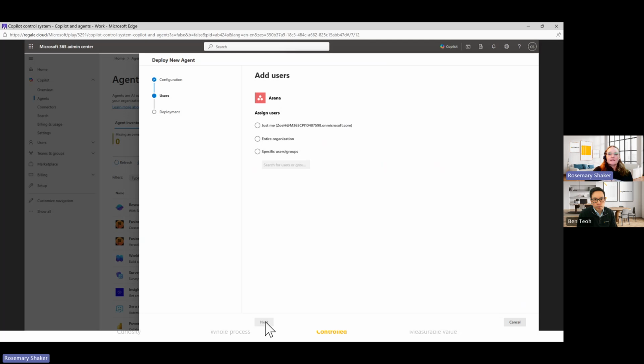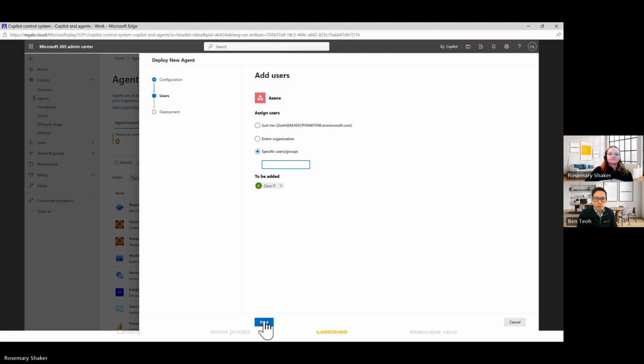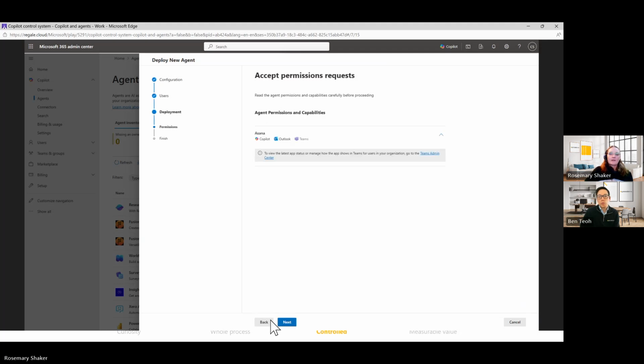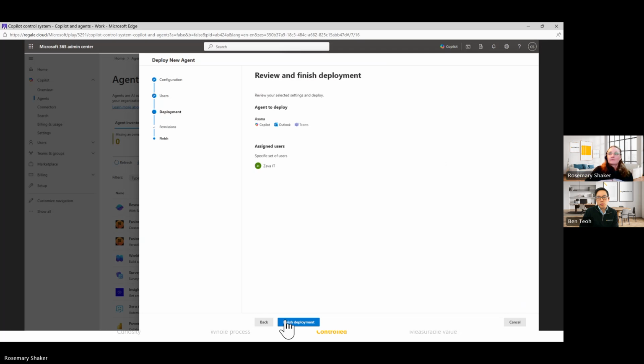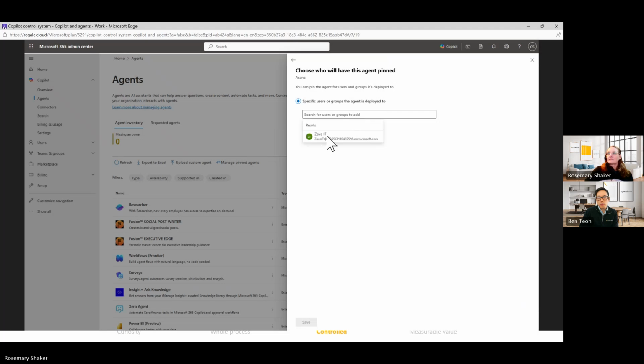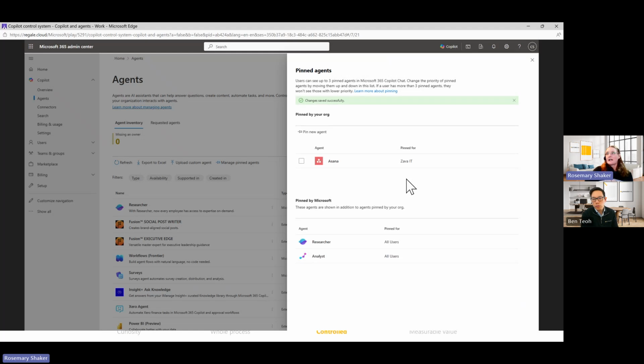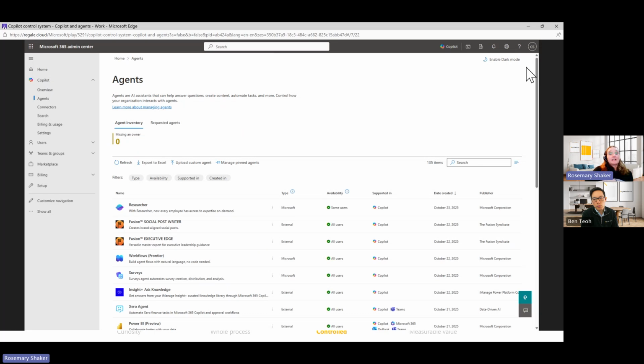So really simple for us to deploy it, defining who we want our users to be, making sure they've got the permissions that we want them to have, and then finishing that deployment. So again, just confirming who that group is, and then we can pin it for them as well. So they're actually going to be able to find that agent. So that's part of how we can manage our agents.